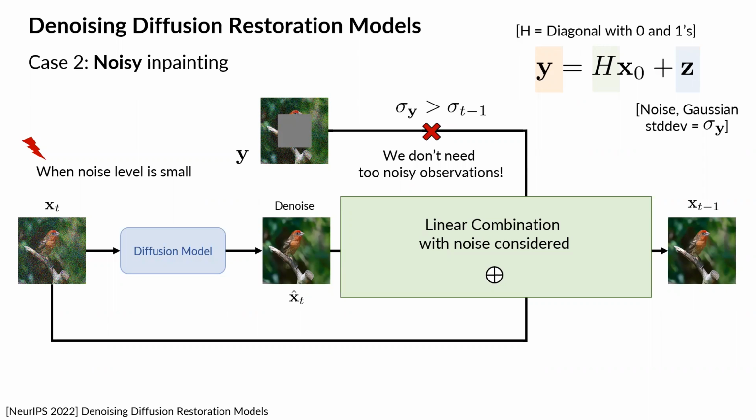So can I just check? In this problem, is sigma y known or unknown? Yes, in this case, sigma y is known. In practical cases, you can usually estimate sigma y. Sigma y does not have to be the same across dimensions, so you can have different sigma y for different dimensions.